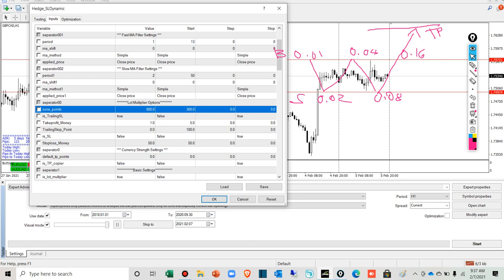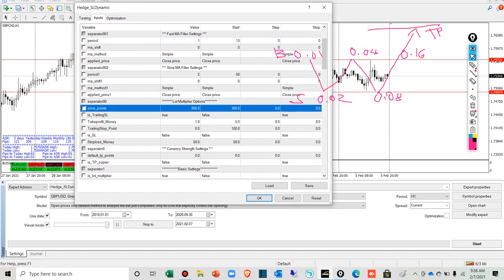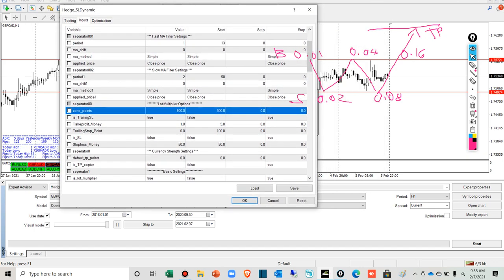At least your counter hedge will not hit most of the time, and you will suffer so much drawdown that you will end up blowing your account. So definitely you have to look into that further. Different pairs have different ranges.